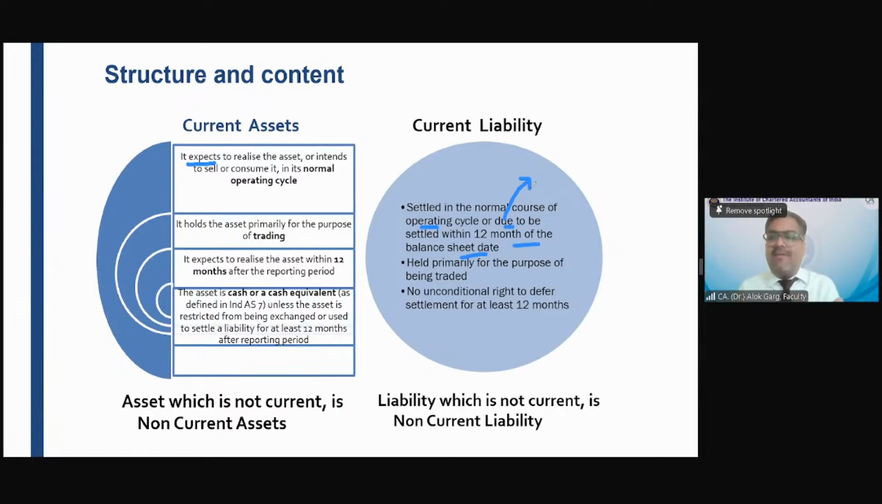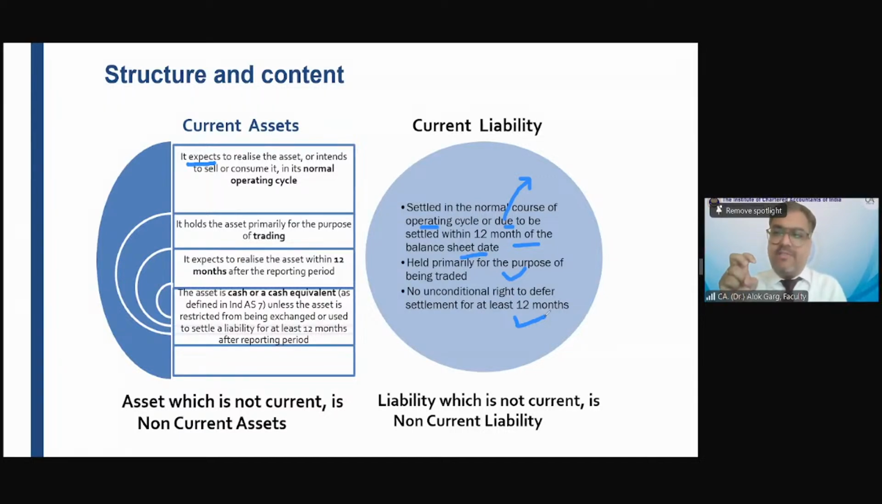So when it was an asset, the word used was expect. Do you expect to realize this money? If the answer is no, it is a non-current asset, beyond an operating cycle of 12 months. But for the liability, whether it is going to be settled in the normal course of the operating cycle or due to be settled within 12 months of the balance sheet date, it will be classified as a current liability. Or that liability is held primarily for the purpose of trading, or there is no unconditional right to defer the settlement for at least 12 months.